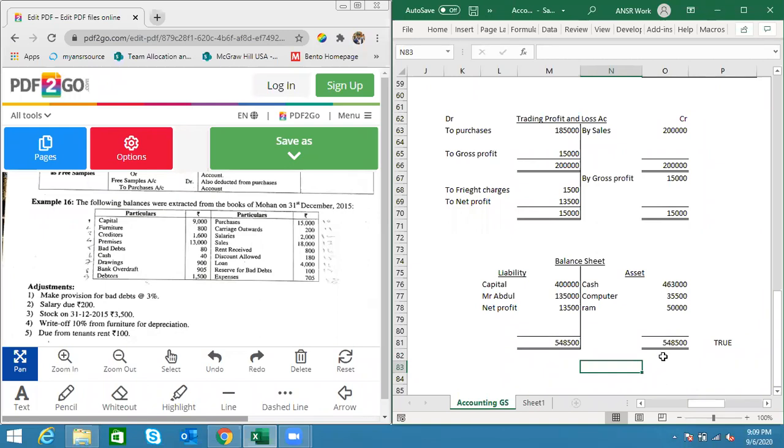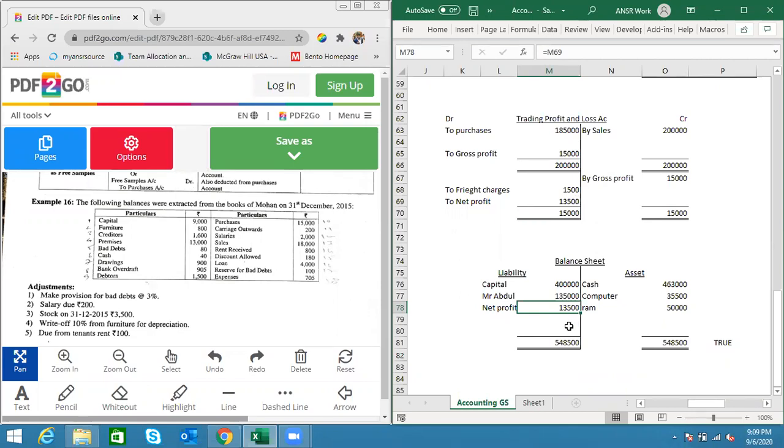So what we did very quickly: in the profit and loss account, trading, we have written gross profit on the debit side. And in the balance sheet, we are writing it on the liability side. So debit entries are coming into asset sides, but here we are mentioning it on the liability side. Not necessarily that debit balances are coming to the asset side, I would say.